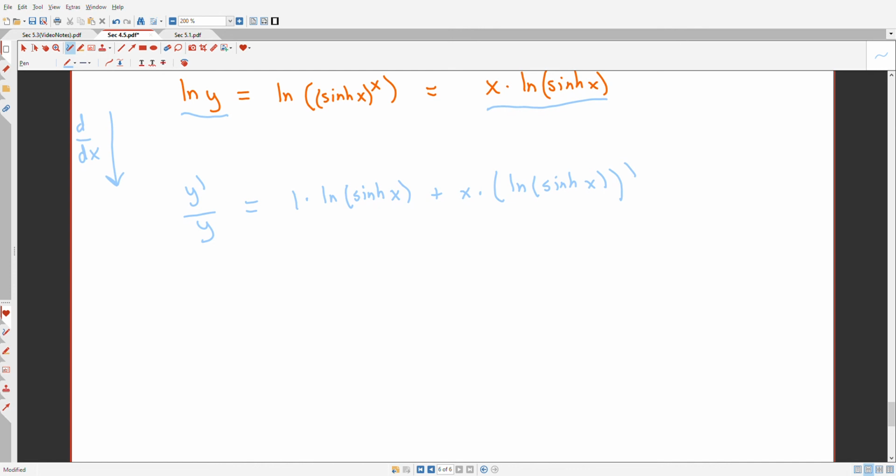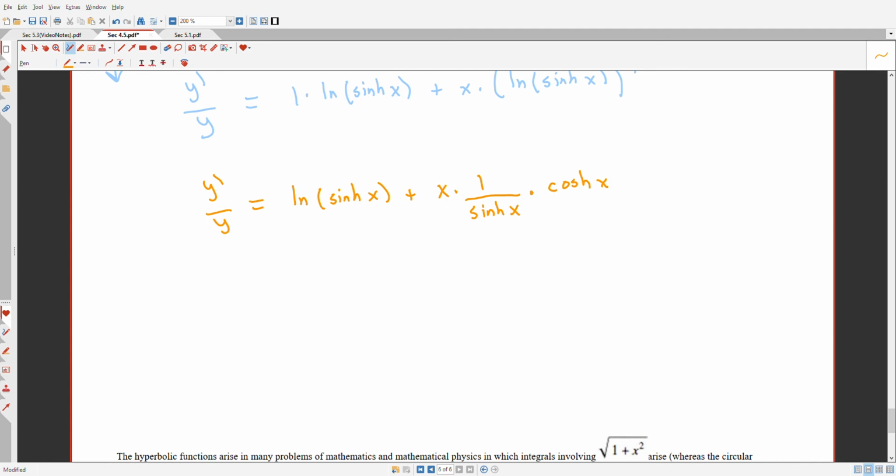So, I'm going to switch back to orange now. Y prime over y equals the natural log of sinh of x plus x times, all right, so now we've got to differentiate this mess over there. The derivative of ln is 1 over sinh times the derivative of sinh, which is cosh. And I can rewrite this a little bit.